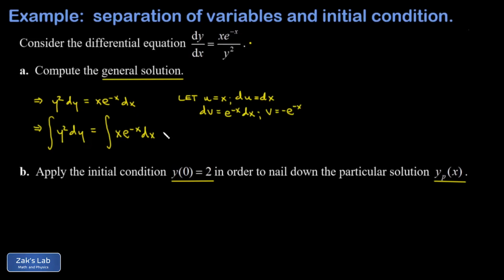So on the left side of our equation, we have a 1/3 y cubed. And there should also be a plus c arbitrary constant of integration there. But I'm going to go ahead and wait until I do the last integral in this problem and then put the plus c in. And we apply the integration by parts formula, and I start with a u times v, so that's a negative x e to the negative x, minus the integral of v du.